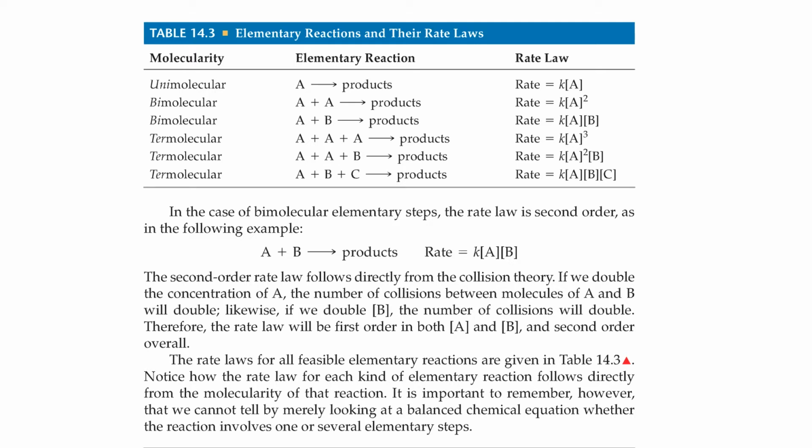If we double the concentration of A, the number of collisions between A and B will double. Likewise, if we double the concentration of B, the number of collisions will double. Therefore, the rate law will be first order in both A and B and second order overall. The rate laws for all feasible elementary reactions are given in Table 14.3. Notice how the rate law for each kind of elementary reaction follows directly from the molecularity of the reaction.